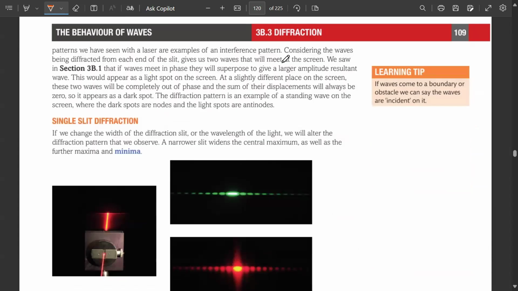Considering the waves being diffracted from each end of the slit gives us two waves which will meet at the screen. When the waves meet in phase, they will superpose to give a larger amplitude resultant wave. And this would appear as a light spot on the screen. At a slightly different place on the screen, these two waves will be completely out of phase and the sum of their displacement will be zero.